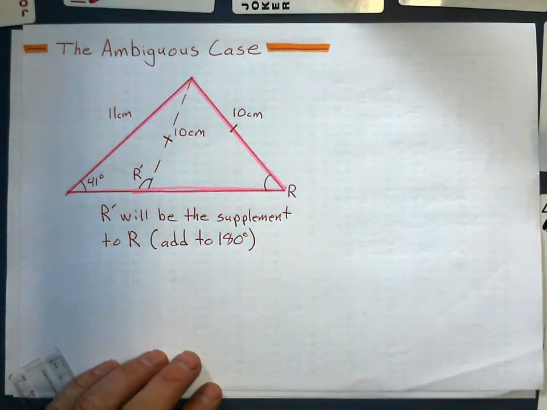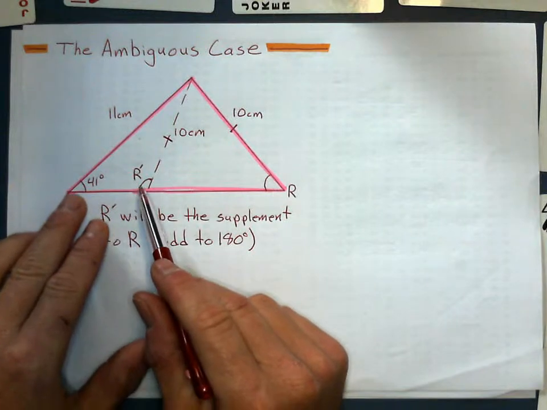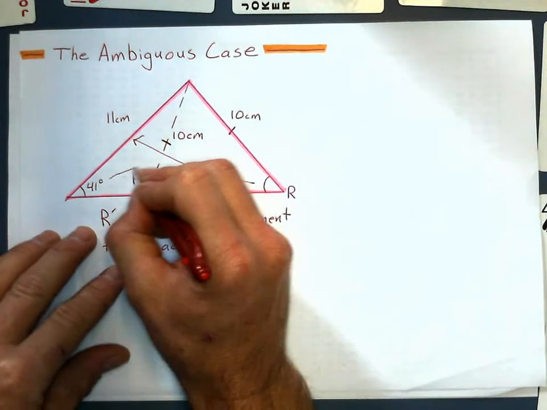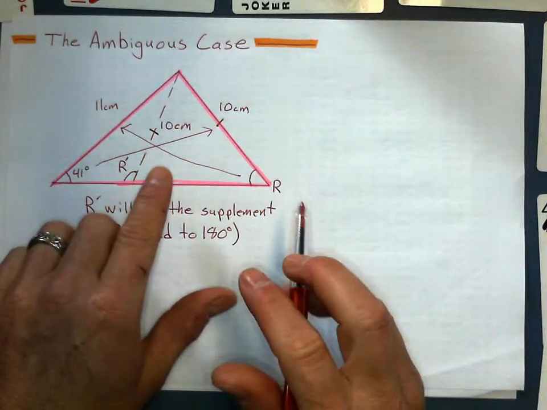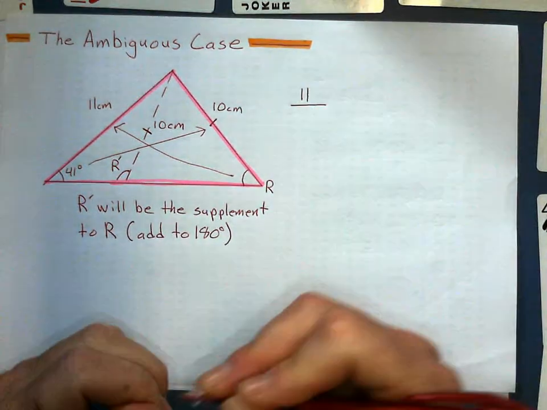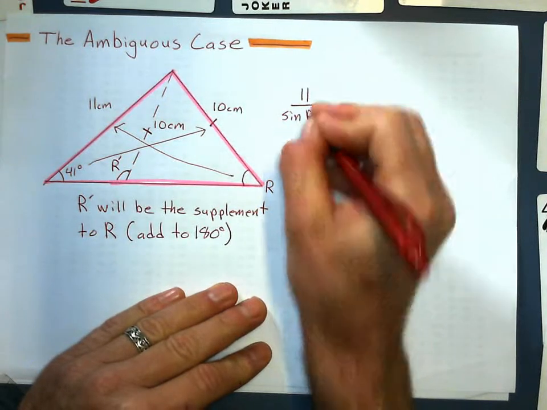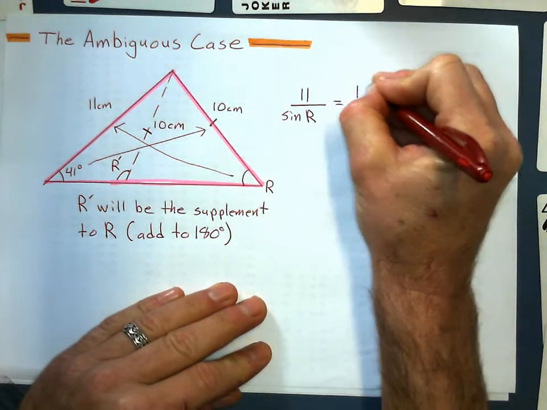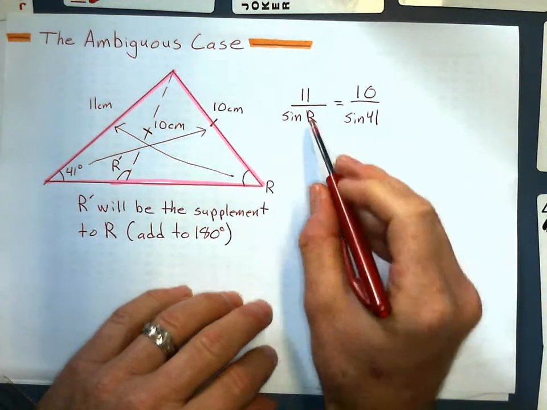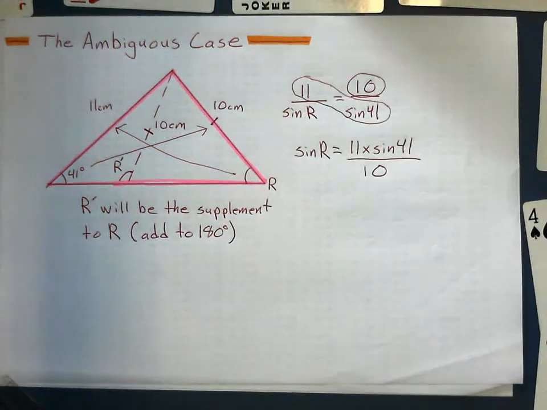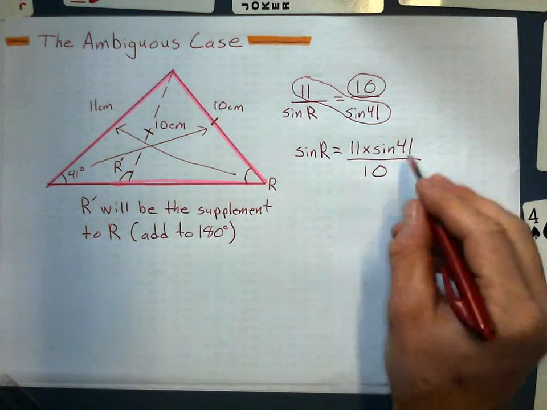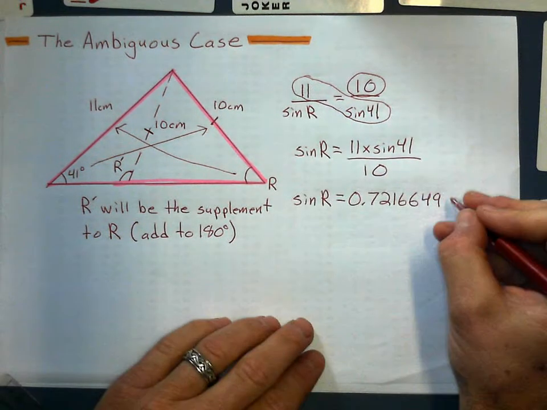Okay, so let's set up our proportion. It looks a bit more complicated now. Sorry about that. We've got angle, side opposite, angle, side opposite. Now my diagram's looking really confusing. That's okay. So I've got 11 over sine r, and I'm saying this r, equals 10 over sine 41. Okay, now I'm going to do my cross multiply and divide thing. Okay, 11 times sine 41 divided by 10. I get a decimal approximation for this. And I get something like this.